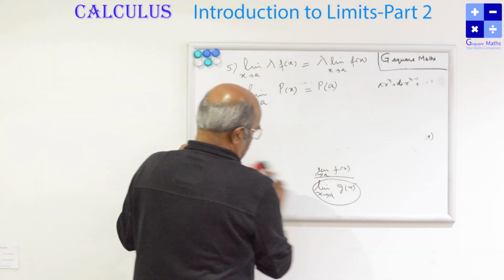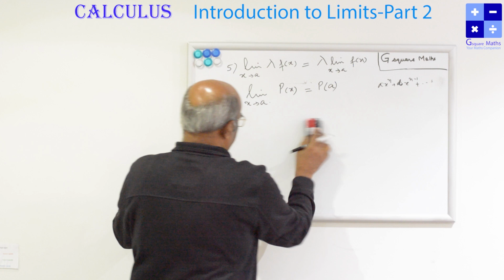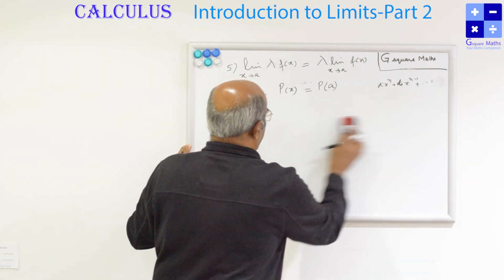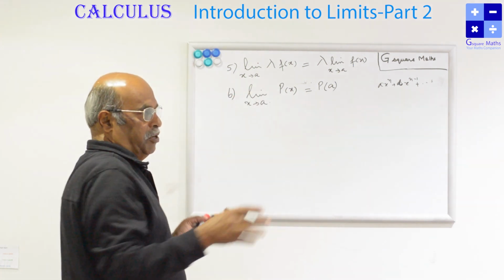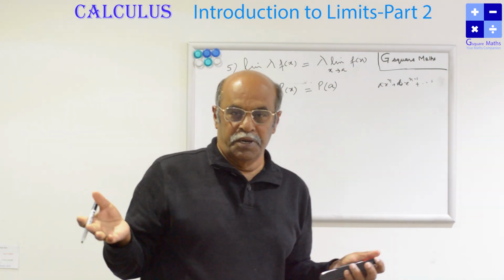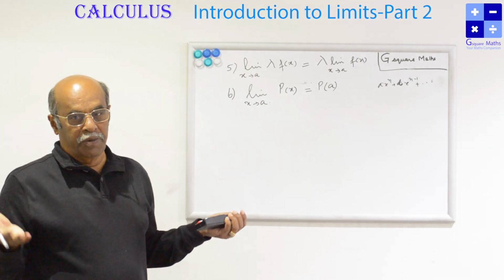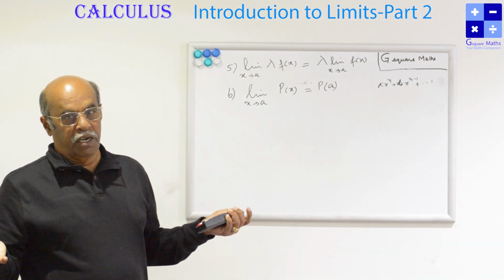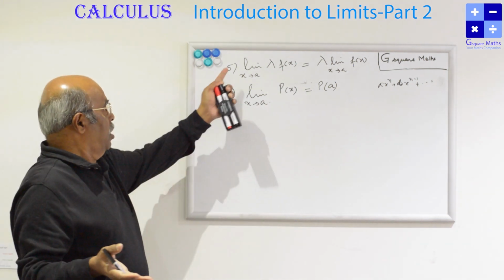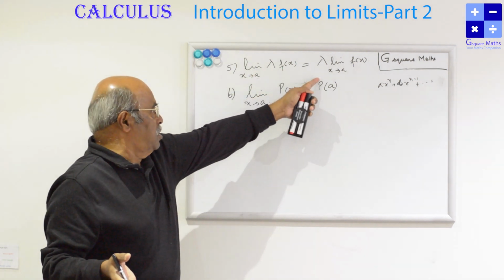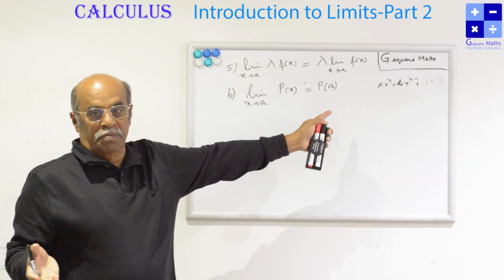So the fundamental four operations for algebraic expressions also apply to limits as they are. Limit of the sum is equal to the sum of the limits. Limit of the product is equal to the product of the limits. Limit of the difference is equal to the difference of the limits. Limit of the quotient is equal to the quotient of the limits, provided the denominator is not equal to 0. Scalar multiple of a function is this, and the polynomial value is this.